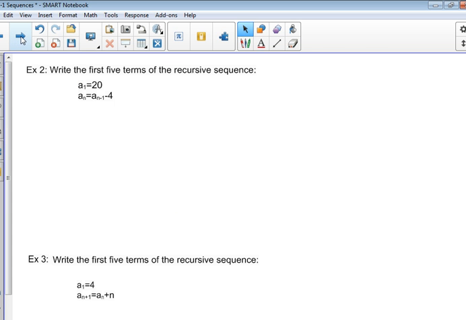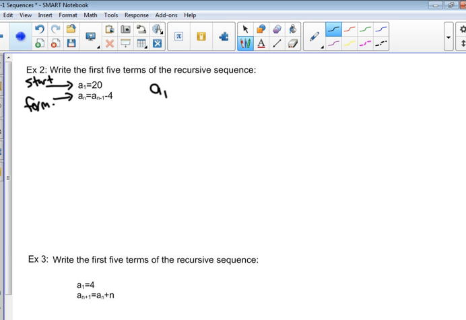Good job. All right, here's another one. We have 2 formulas. We have our starting one, our first term, and then we have our formula part. For a sub 1, I know that equals 20. Now, if I want to keep going, I want to find a sub 2. In our formula where you see an n, what do you think you're going to put in? 2. Good, you've already got the idea.